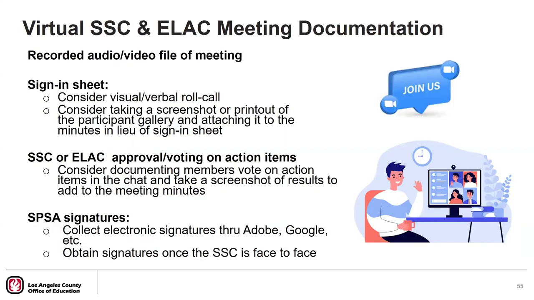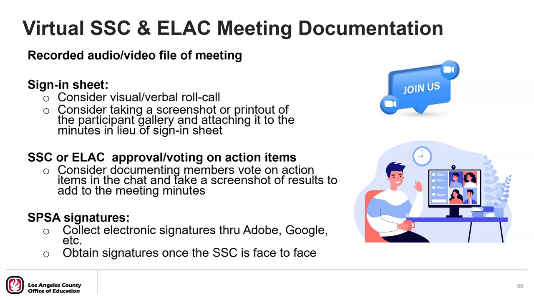Next slide. When using a virtual meeting platform for a school site council meeting or an ELAC meeting, it's important to maintain documentation of these meetings, as we discussed earlier. In some ways, this documentation can be collected by including an audio or video recording of the meeting. For sign-in sheets, you can consider using a visual or verbal roll call. A council member may have the responsibility for taking screenshots or printouts of the participants' gallery and attaching it to the minutes in lieu of a sign-in sheet.